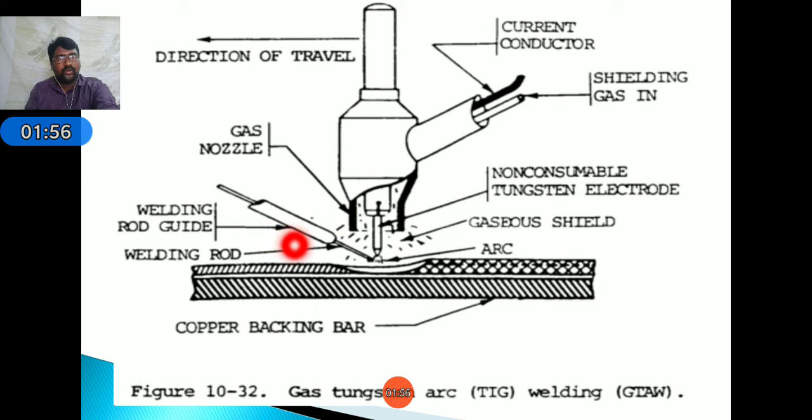If needed, we use filler material in between the junction of the electrode and the workpiece. Here the arc will be generated. This arc will be shielded by the gaseous shield, known as shielding gas. This is the copper backing bar to place the object. This is the welding rod as the filler material.